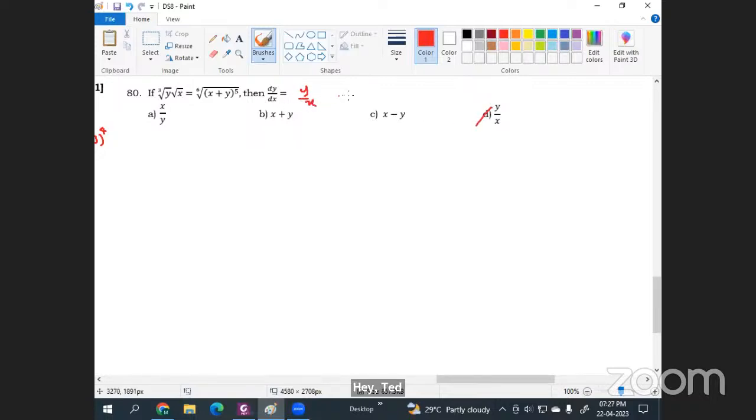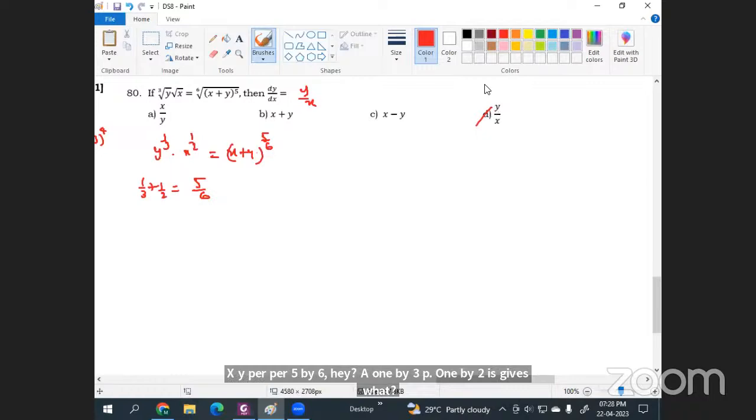So y by x, why is it like that? I gave the shortcut already: 1 by 3 x power 1 by 2 x plus y whole power 5 by 6. Right? 1 by 3 plus 1 by 2 gives what? 5 by 6 more. y by x.